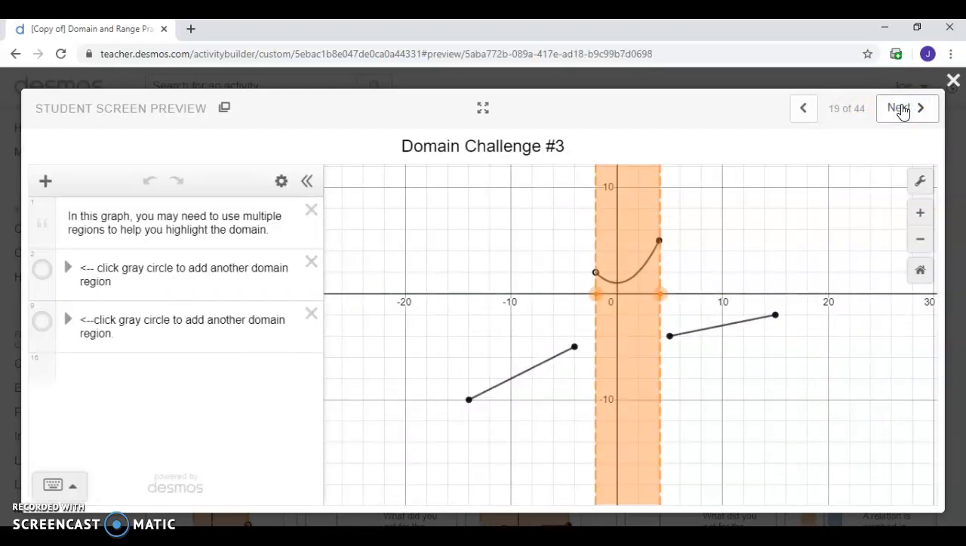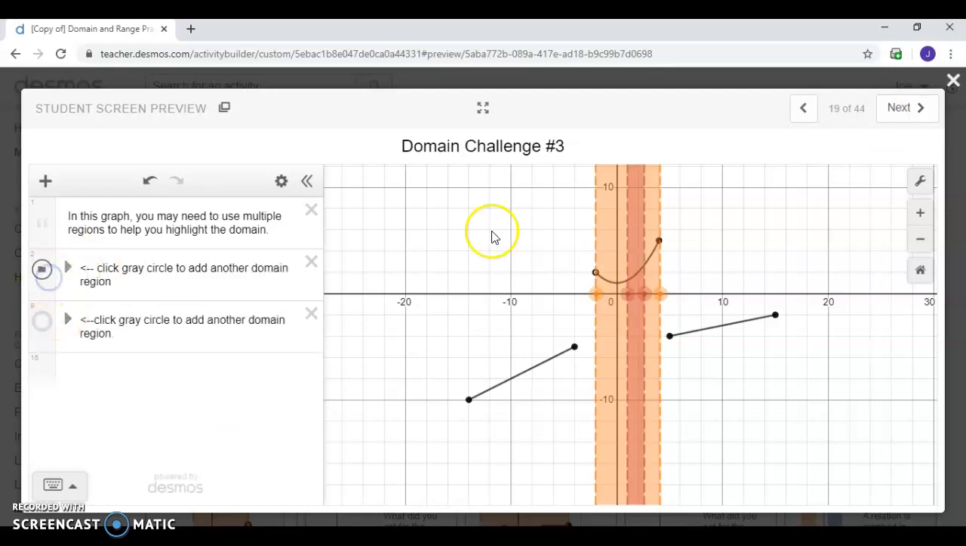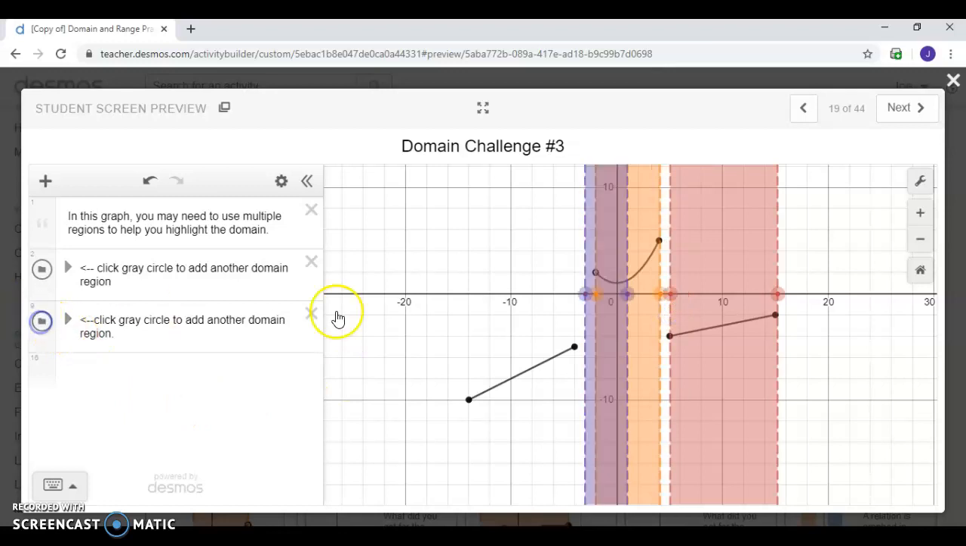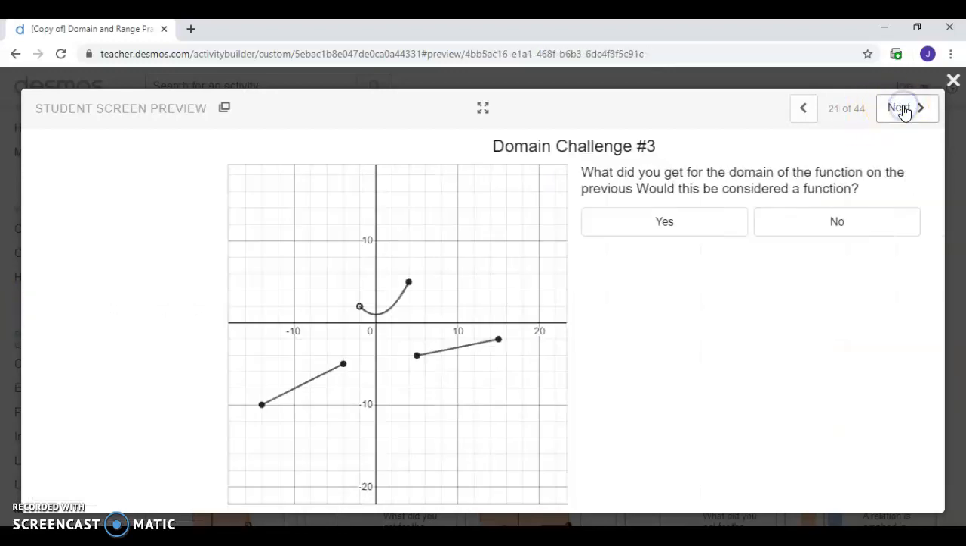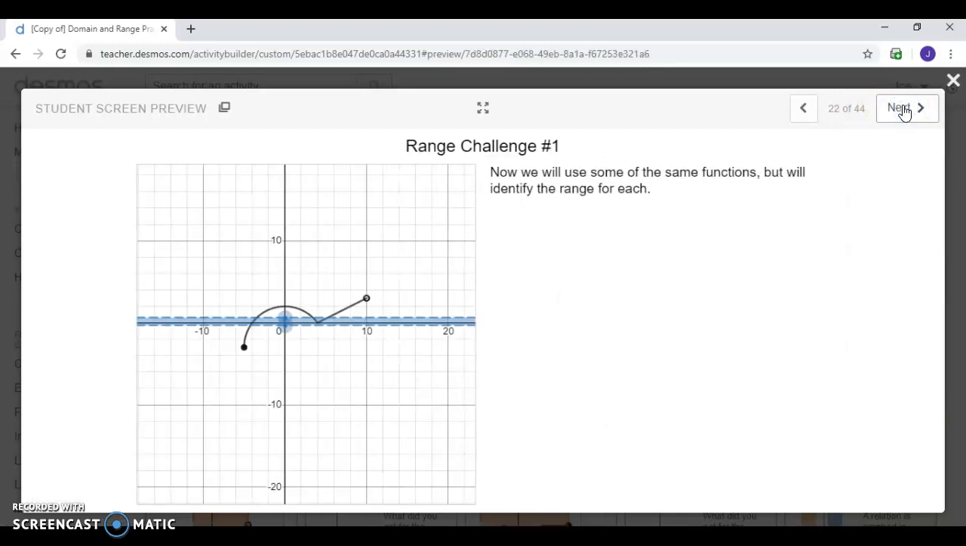From there, it allows them to play with other problems and still get more domain practice where they can set these up on their own, and they get to add more regions to it. So these are just more problems getting them to write multiple inequalities for the domain, and then we move into the range.